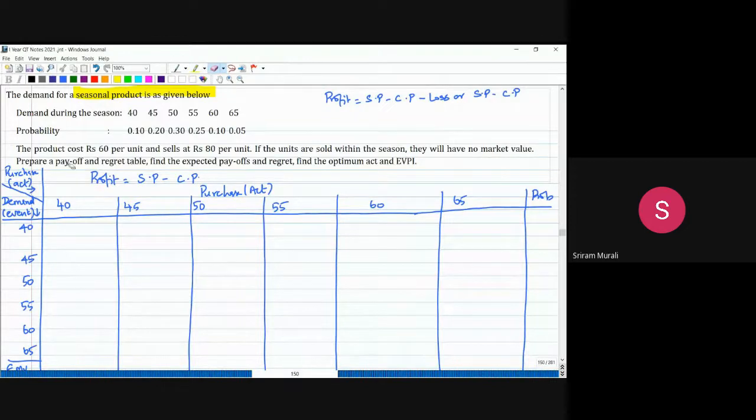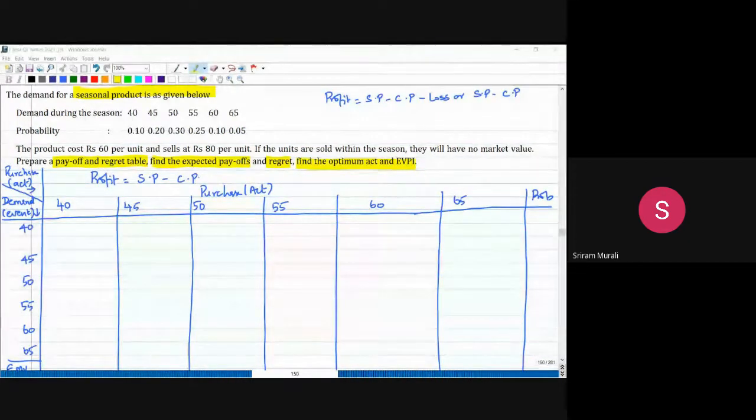I want to prepare the payoff as well as the regret table. First we have to prepare the payoff, and you know how to construct the regret table. For the acts, we want to find the expected payoff and regret, I mean the average loss. Find the optimum act and also the expected value of perfect information. So these are the questions we want to answer.